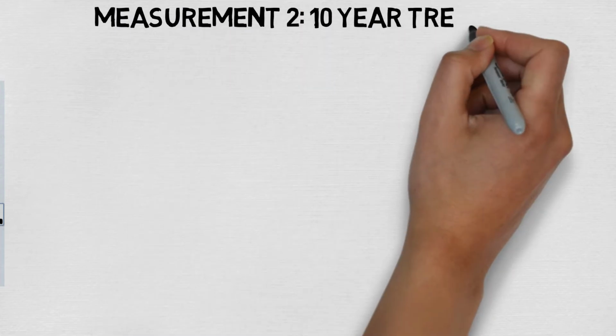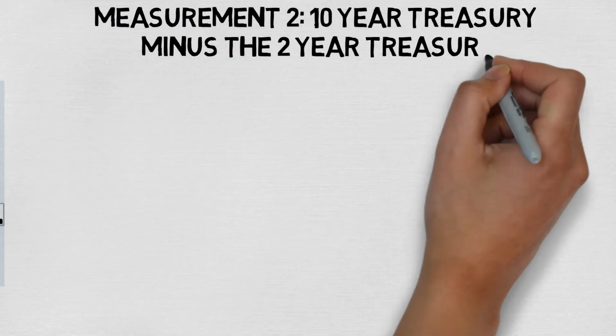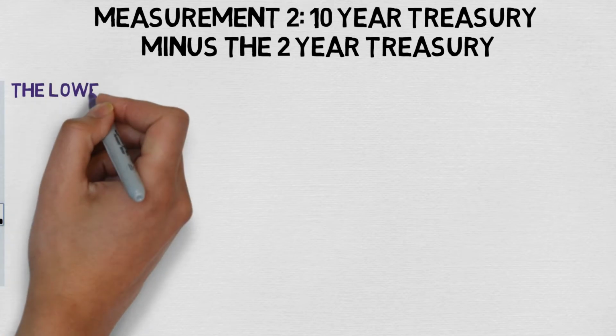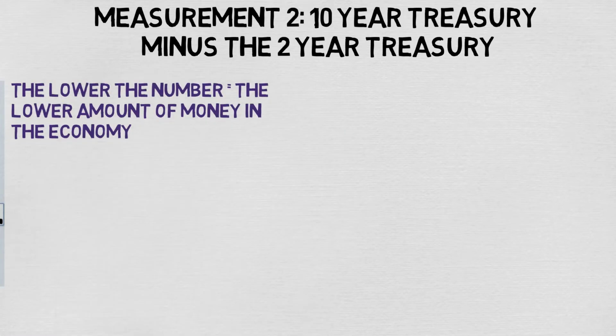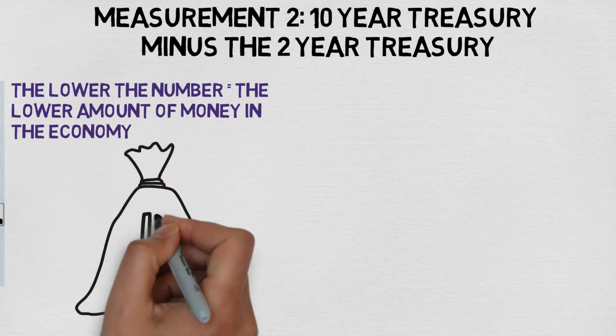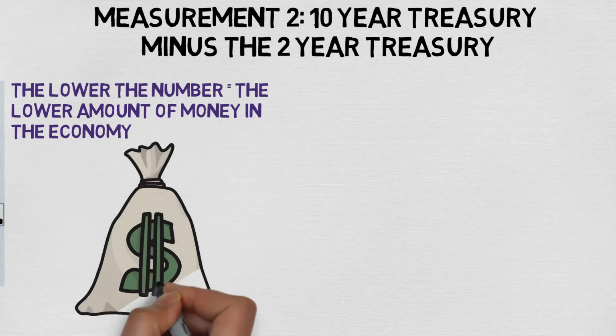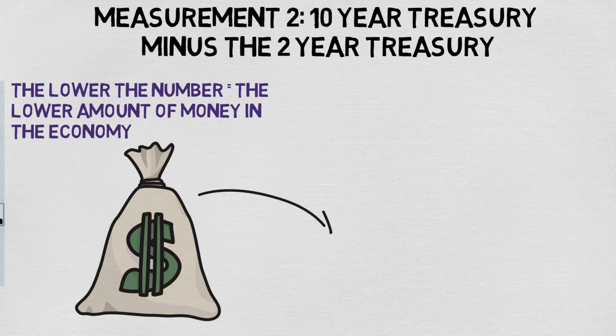Another very important measurement that Dalio loves is the 10-year treasury minus the 2-year treasury. If this number is zero or in the negatives, it means people will be more inclined to put money in for shorter periods. They don't want to put their money in for long because they get less of a yield. So again, this slows down the economy.